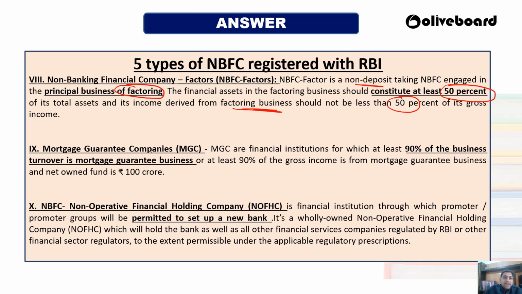Then mortgage guarantee company, MGC. Right? So these are the non-banking financial companies involved in the business of mortgaging. Okay, at least 90% of the business turnover is mortgage guarantee business. Okay, 90% or more is the mortgage guarantee business, and around 90% of the gross income is from the mortgage guarantee business. Okay, and the net owned fund is at least rupees 100 crore.